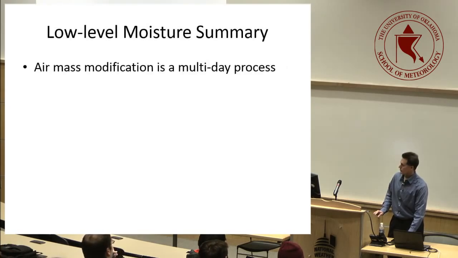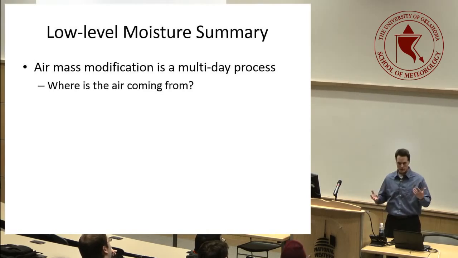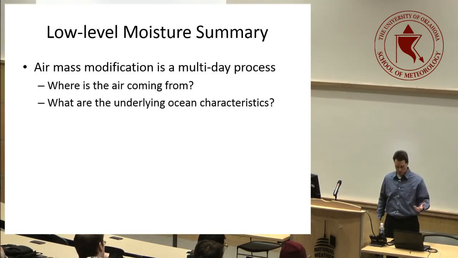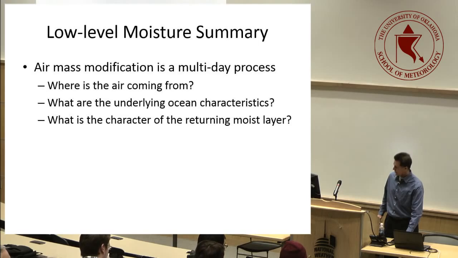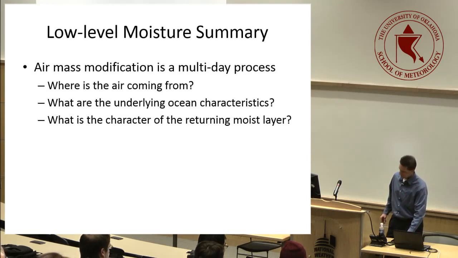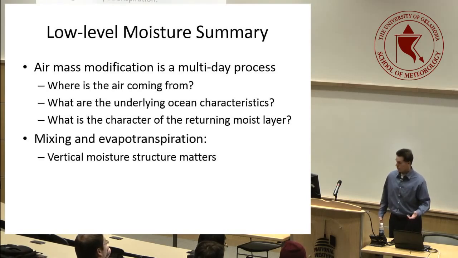All right, so the low-level moisture summary, it's a multi-day process. Again, none of these things are a big surprise. Where's the air coming from? What are the underlying ocean current characteristics? And then what is the character and the vertical extent in terms of the quality and depth of the returning moist layer? And then, of course, with mixing and evapotranspiration, you got to look at the vertical structure.